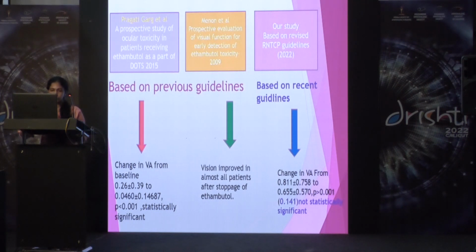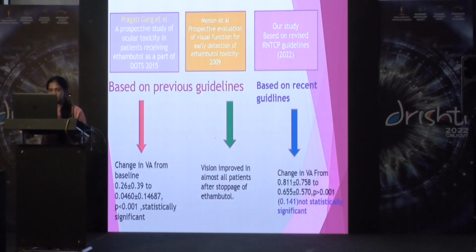A prospective study of ocular toxicity in patients receiving ethambutol as part of previous guidelines noted that change in visual acuity from 0.26 to 0.04, the p-value was less than 0.001, which was statistically significant. A similar study conducted by Menon et al., a prospective evaluation of visual function for early detection of ethambutol toxicity based on previous guidelines, noted that vision improved in almost all patients after stoppage of the drug.